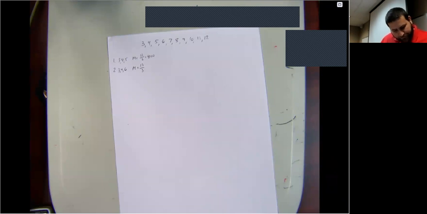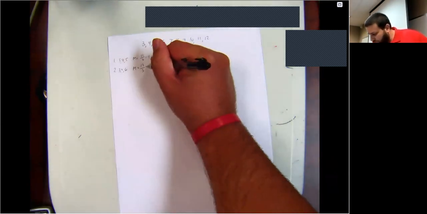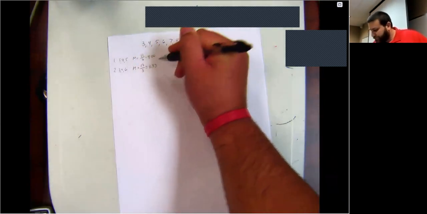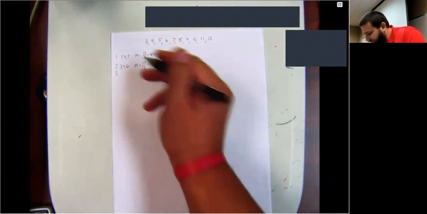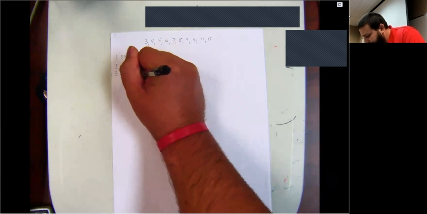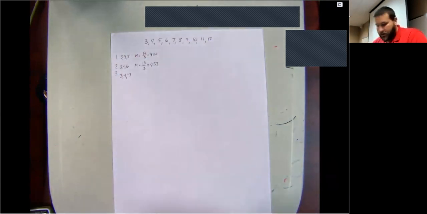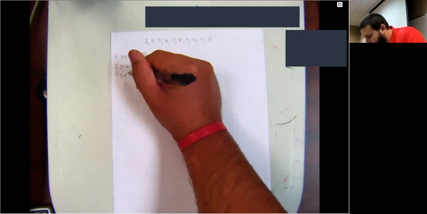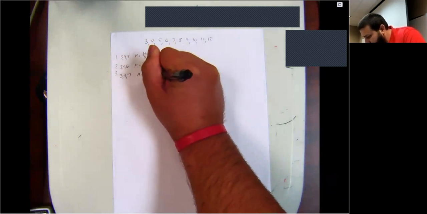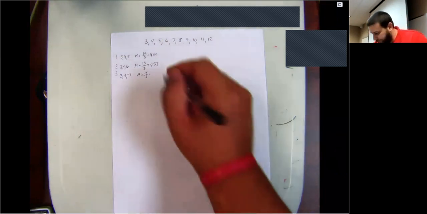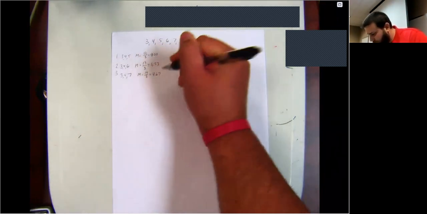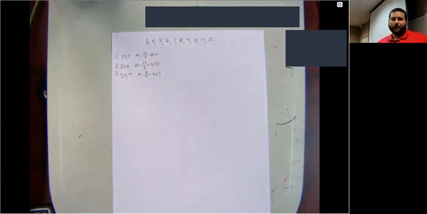And so you can put 4.33 for the mean. Then you go to the third one, 3, 4, 7. Right? And then you find its mean. 3 and 4 is 7, plus 7 is 14. 14 divided by 3 is 4.67. And again, you can round to 2 decimal places.